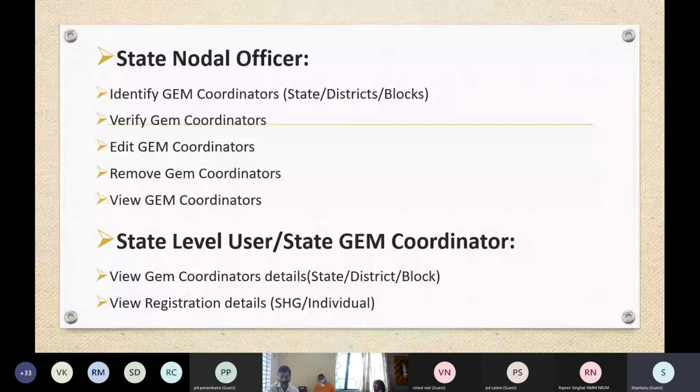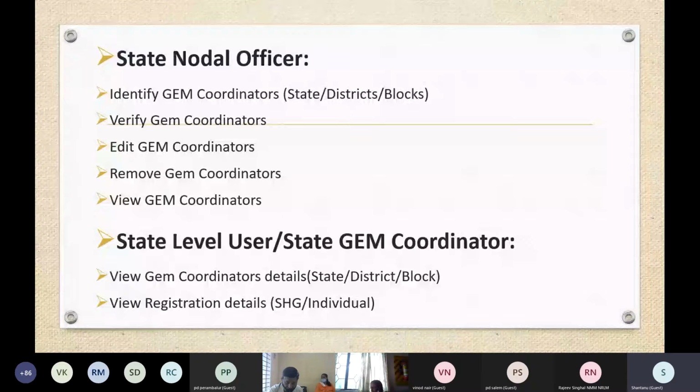So once you identify and verify the GeM coordinators, automatically the names of GeM coordinators for each level, as well as the other details that you identify, will go to the GeM team. So this GeM coordinators verification is one of the important activities to be done. Unless it is verified, the GeM coordinator details will not be shared with the GeM team. This is the key point you have to remember.